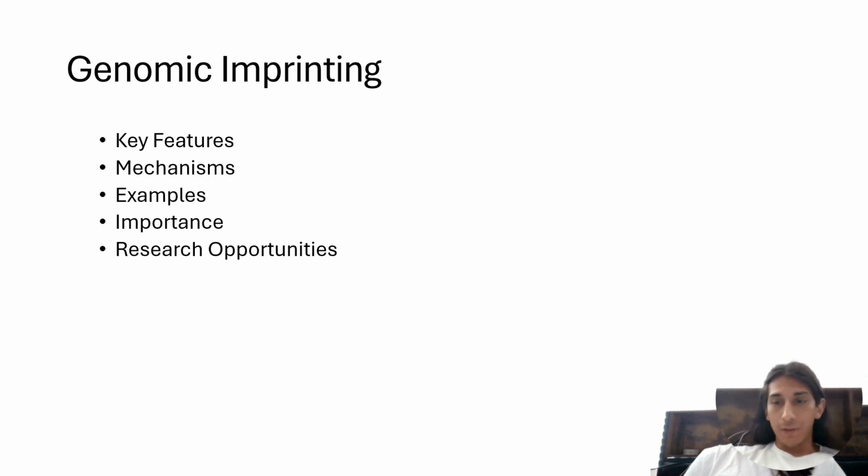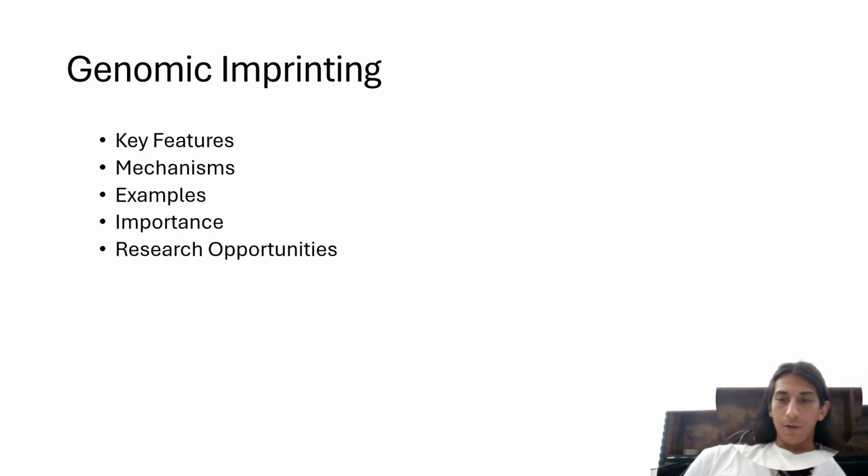Genomic imprinting plays a crucial role in development, particularly in the formation of the placenta and fetal growth. Dysregulation of genomic imprinting has been implicated in cancer and neurological disorders. Genomic imprinting may have evolved to regulate the conflict between maternal and paternal interests.